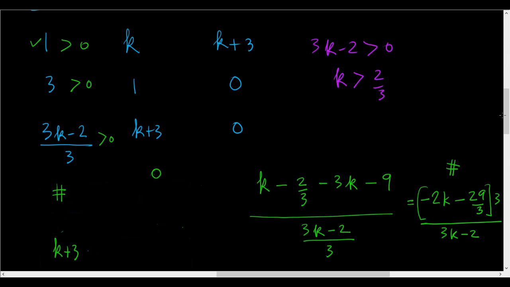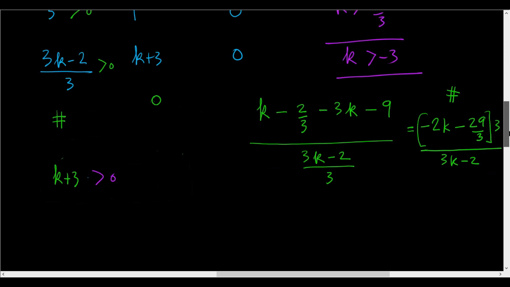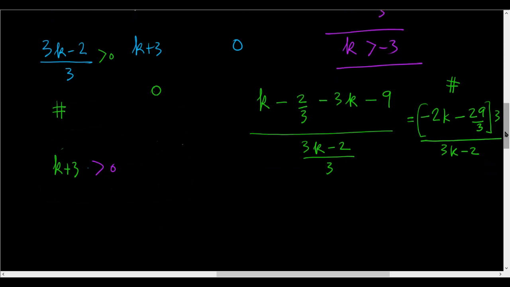Over here I have k plus 3 greater than 0. That means k is greater than minus 3. This does not add new information. This is the binding one. And then if k is greater than 2/3, that means 3k minus 2 is positive, and over here k is greater than 2/3, so that's positive. That means this is negative, this is negative, and so you see that it is not possible. This is less than 0. Okay, so not possible.